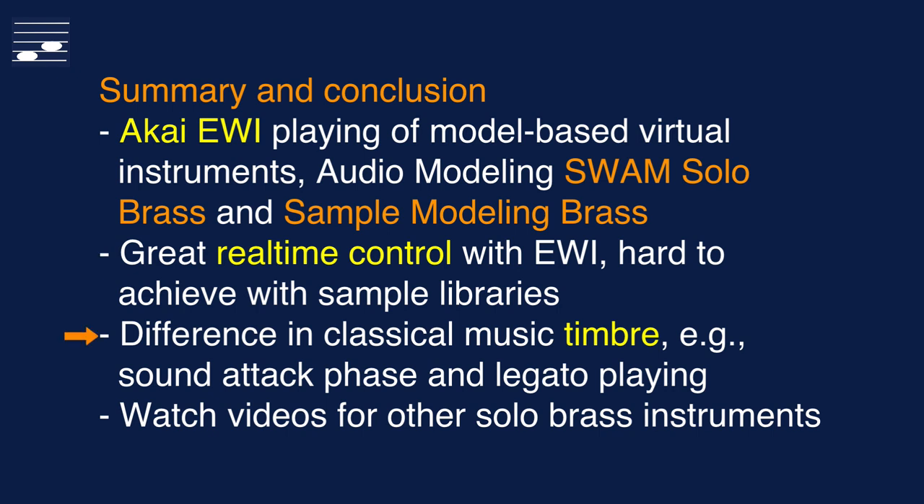For comparing the classical music timbre of the solo brass instruments, I selected a number of symphonic repertoire phrases and etudes. In general, I find the sample modeling sound more natural, while audio modeling is still improving the attack phase of the sound and the synthetic transitions and legato playing. The details may be different for each example, and there is a general trend when going from the highest instrument, the trumpet, to the lower instruments in the brass family, the horn, trombone and tuba, as you may find watching the other videos in this series.